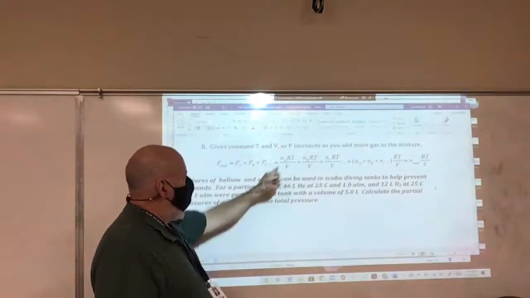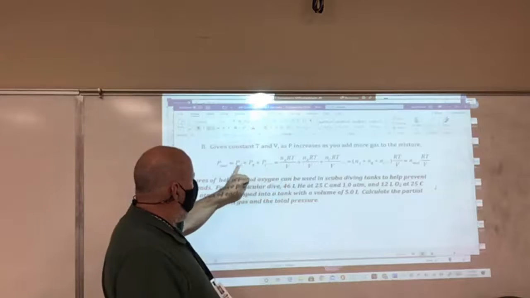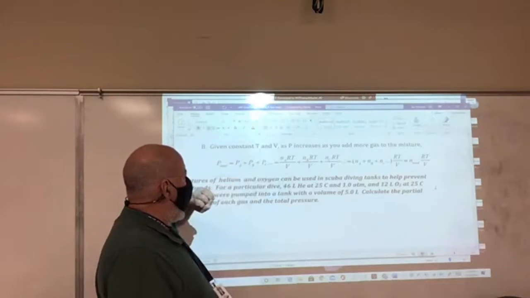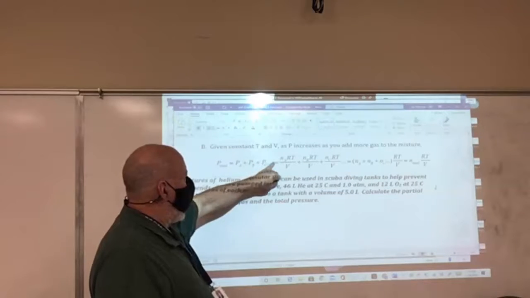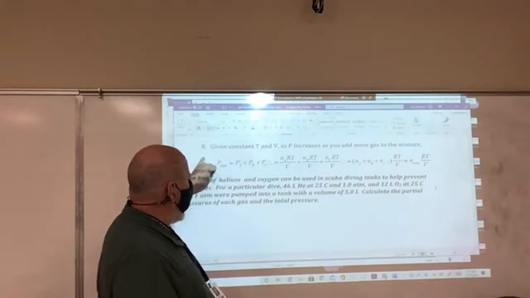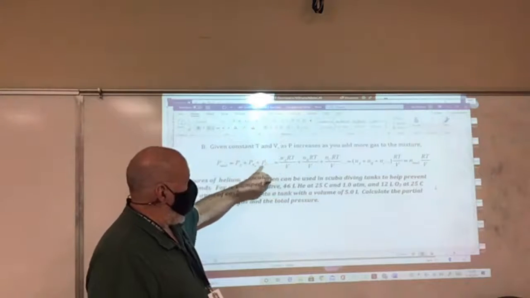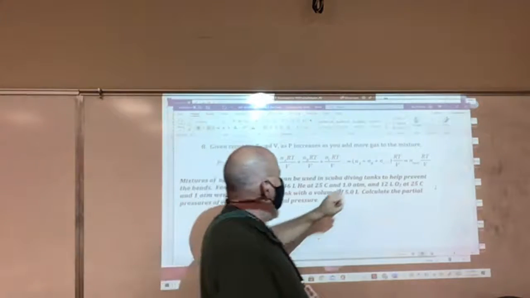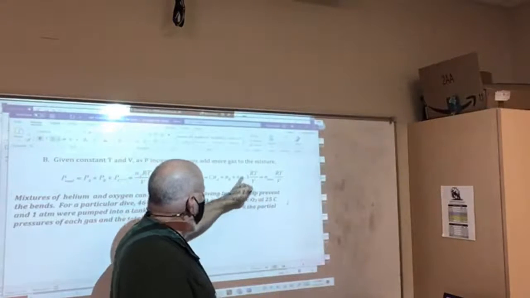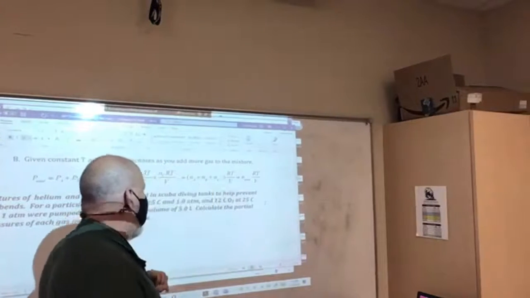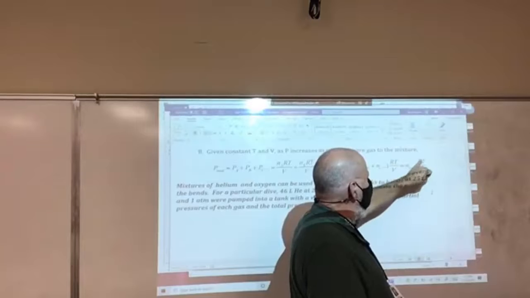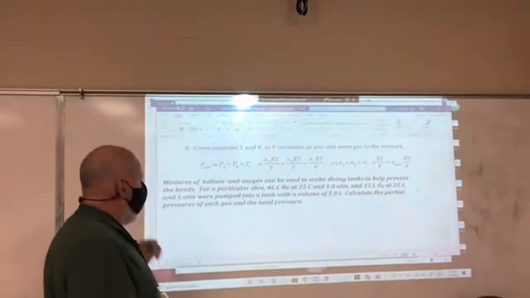So the only thing that's changing is I'm adding more particles, and therefore I'm increasing the pressure. And we just got this by dividing PV equals nRT by V, right? PV equals nRT. If I divide by V, V goes over to the other side and just leaves the P by itself. And so what I can also say then is that I can factor out the RT over V, and I can say that the total number of moles of particles times RT over V is going to equal the total pressure.